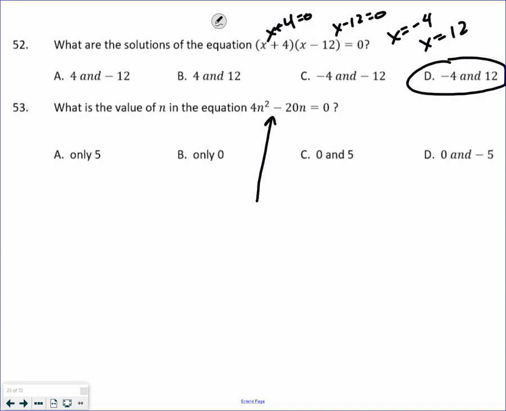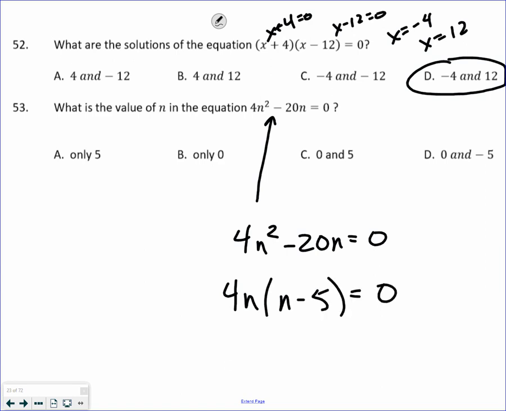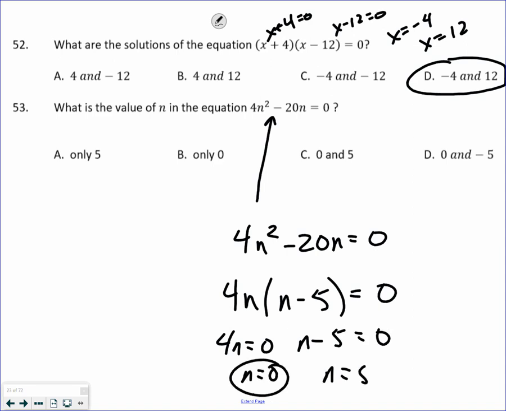As you're going through this, make sure that you get the correct one, negative 4 and positive 12. Back to factoring it myself. Both of them are a GCF of 4n. Set them equal to 0 and solve. So I get 0 and 5 as the correct answers.